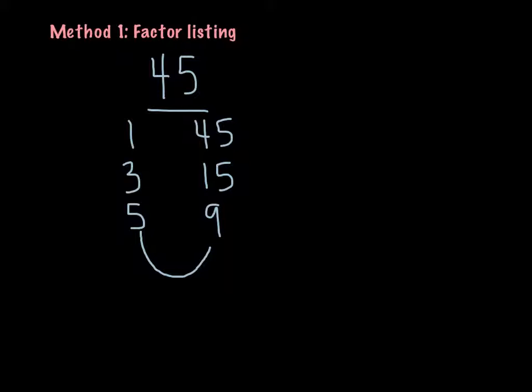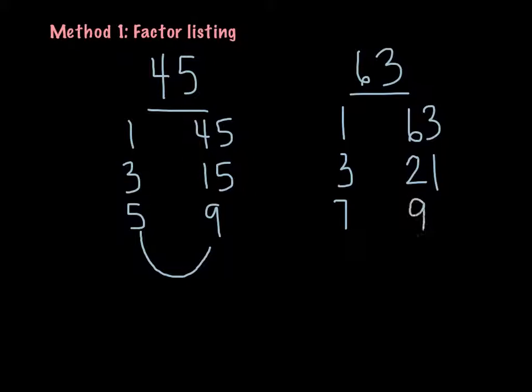If then we take the number 63, okay, we would do 1 times 63, and then 3 times 21. 4 doesn't work, 5 doesn't work, 6 doesn't work, 7 works. 7 times 9, I know 8 doesn't work, and now we're back at 9 again if we're going up our numbers, and we're done. And what we're looking for is the largest number that is on both of these lists.